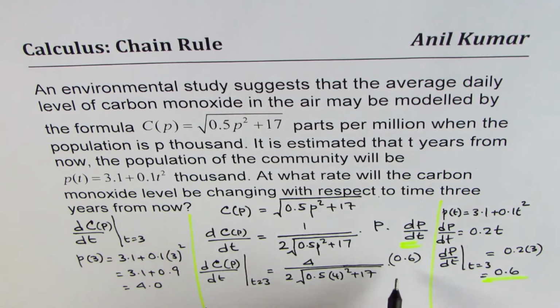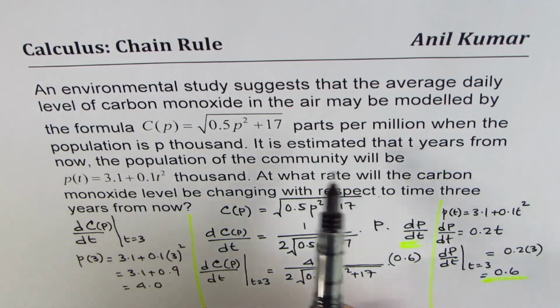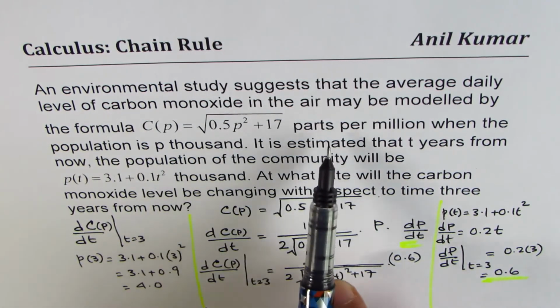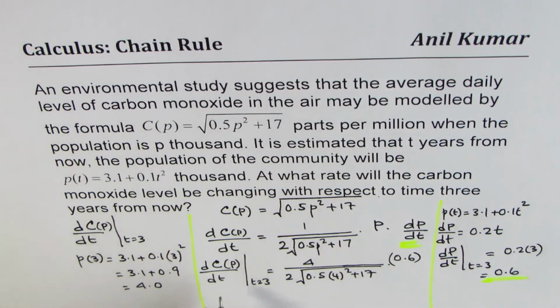You can always calculate this answer to write down the rate of change, right? So in this case, our units will be rate of change of carbon monoxide, which is parts per million, with year, right? So the answer will be parts per million per year.